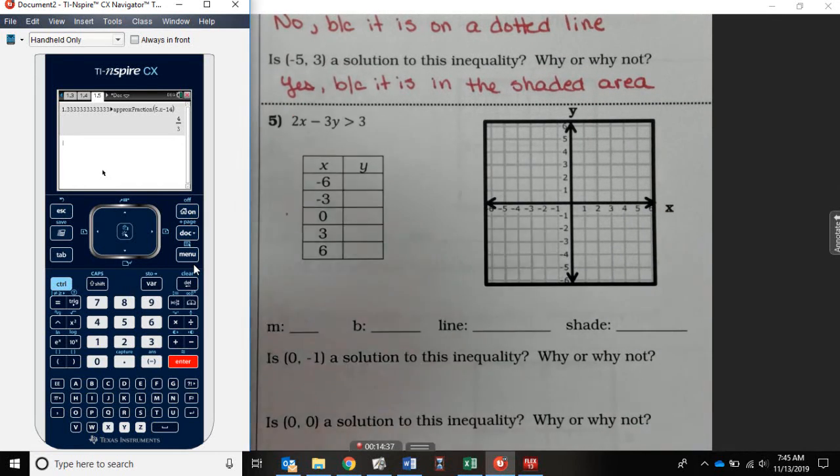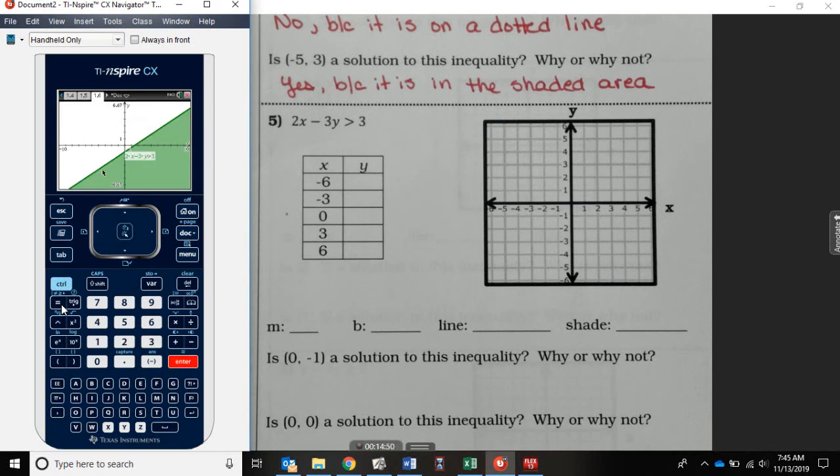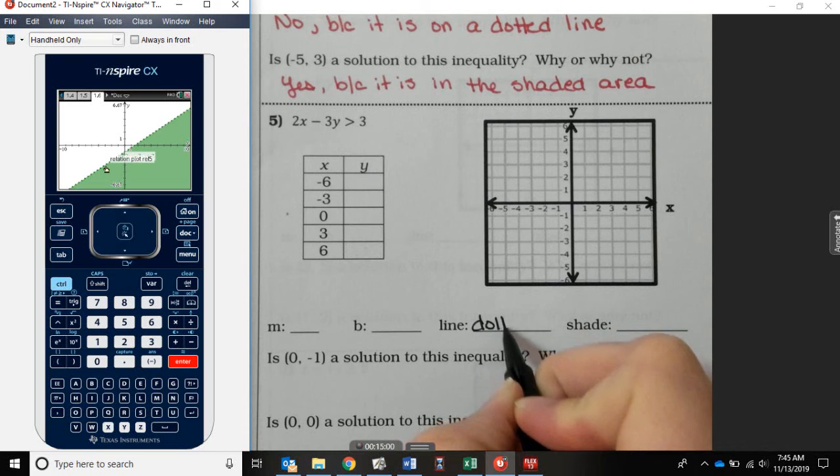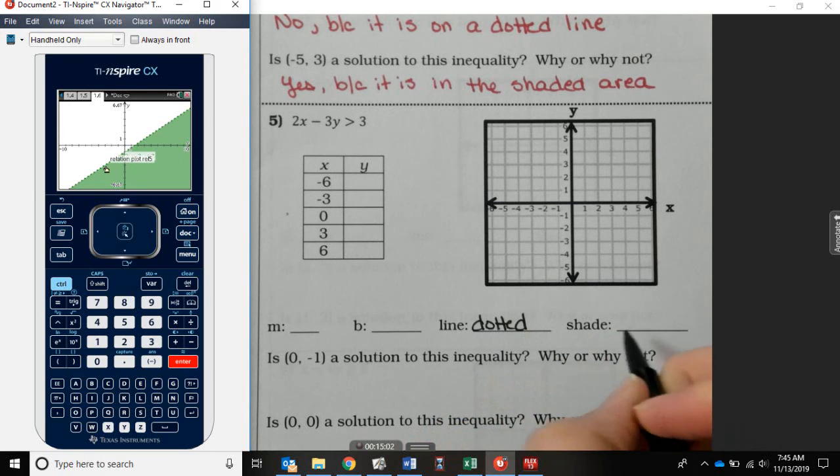Number 5, again, Control-Doc, get a new graph page. Pick a relation. 2x minus 3y is greater than 3. And so again, hover over the line. Use your little keypad. Hover over the line. It's a dotted line. This one's shaded below the line.